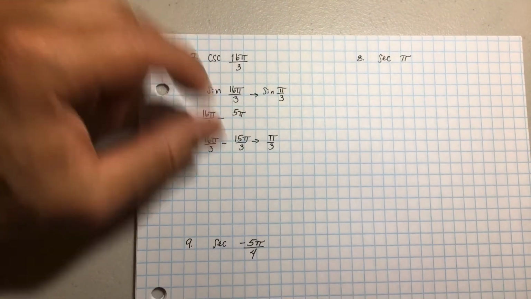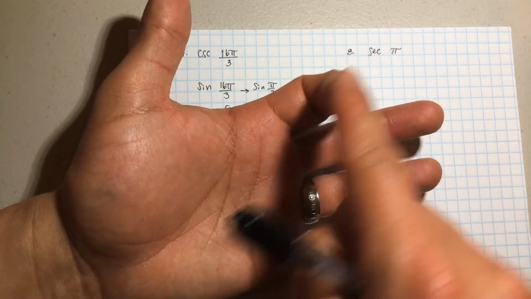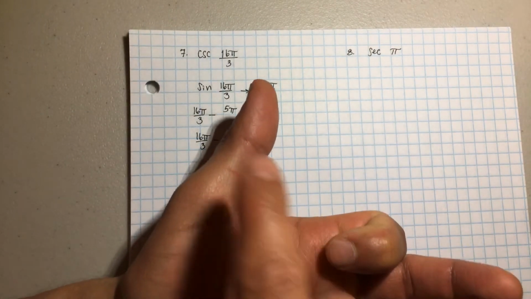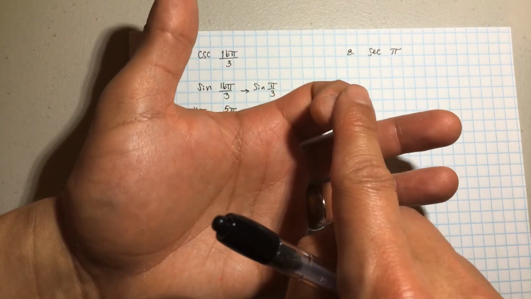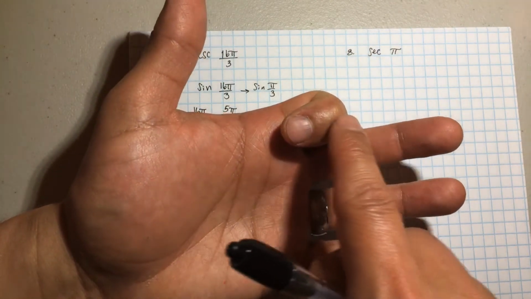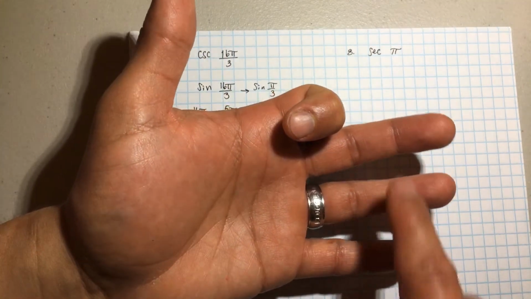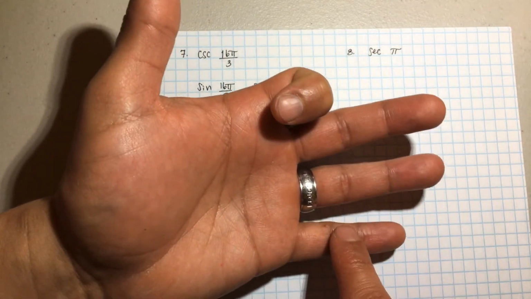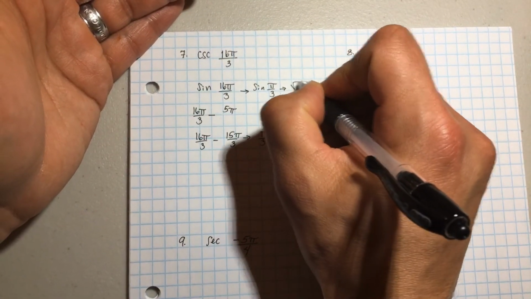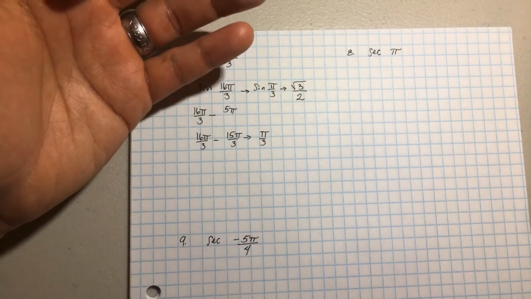Awesome. Well, what am I looking for? Pi over 3. Where's pi over 3? This guy right here. Boom. Okay. Fold it. Where's my sine? Sine is the top. How many fingers do I have? I'm folding it. Cosine, sine. Okay. How many fingers do I have? 3. So this guy is square root of 3 over 2.